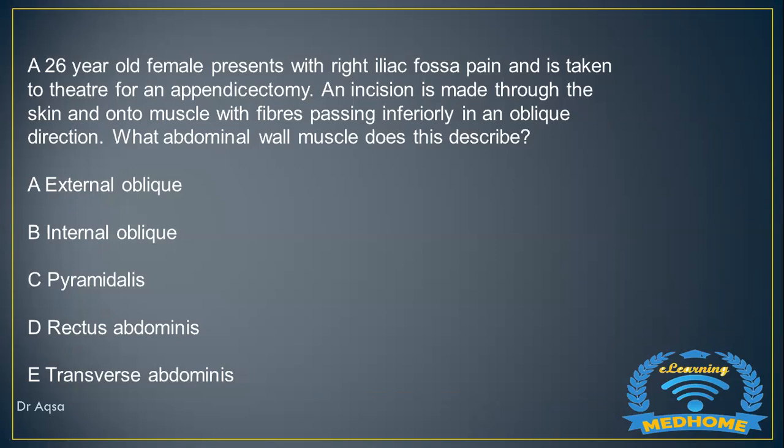A 26-year-old female presents with right iliac fossa pain and is taken to theater for appendectomy. An incision is made through the skin and onto muscles with fibers passing inferiorly in an oblique direction. Which abdominal muscle does this describe? Inferiorly, I think it is external oblique. Excellent, the correct answer is external oblique.